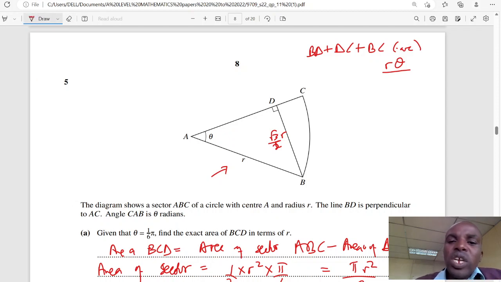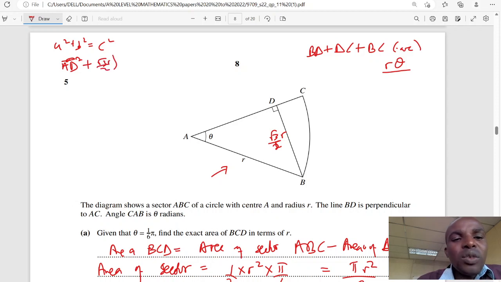Given this, I can find my AD. I can use Pythagoras: a squared plus b squared is equal to c squared. So AD squared plus root 3 over 2 R squared is equal to R squared, that's my hypotenuse. I want AD so that I can find DC. DC will be AC minus AD.